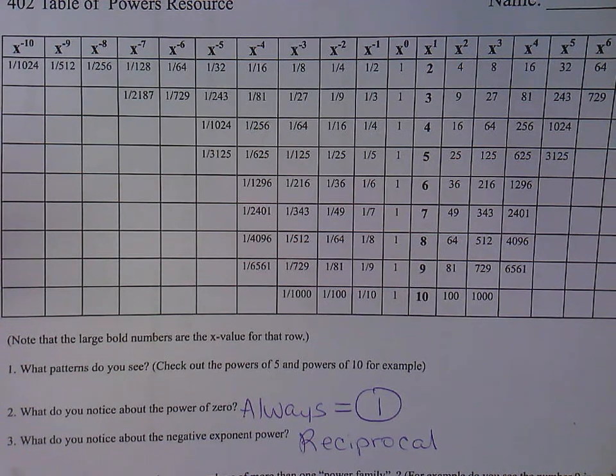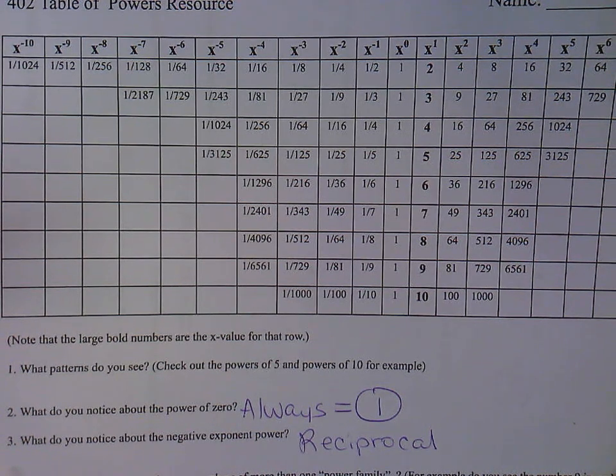Did you find another one up there? 81. Okay, 81. What 2 power families does that show up in? 3 and 9. So it's going to be helpful for us in a couple lessons when we need to look for a common base. 81 is a power of, what do we say, 3 and 9. So looking for things in common across power families is going to be important.